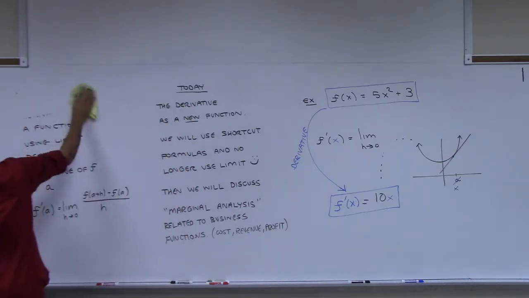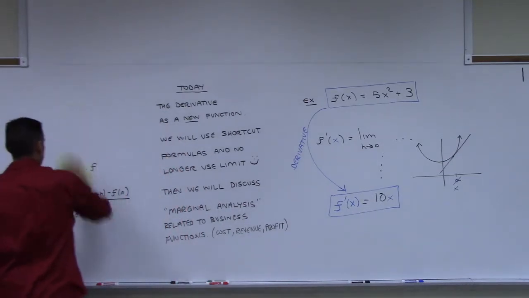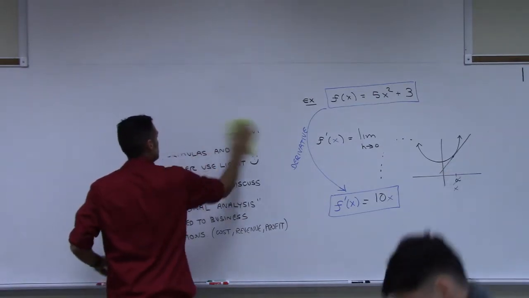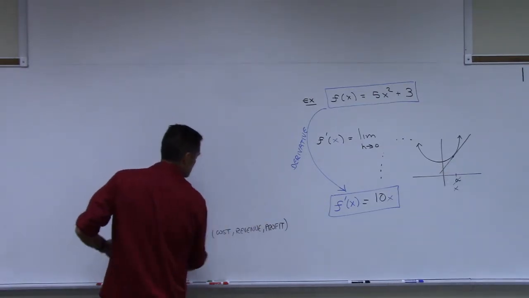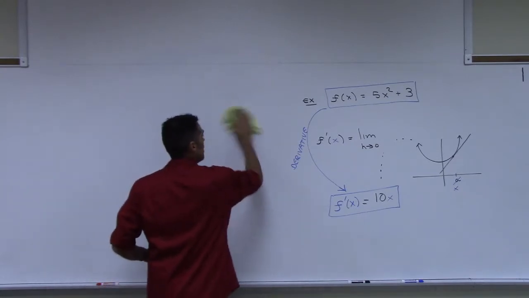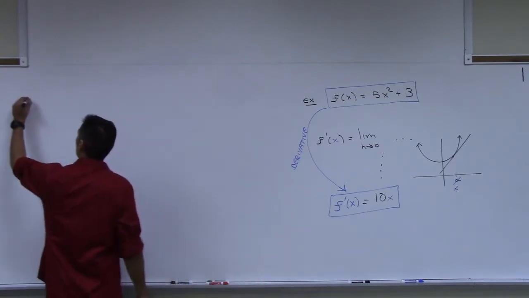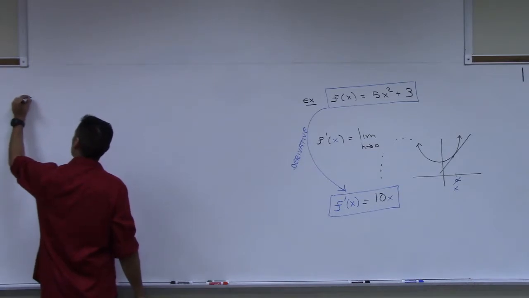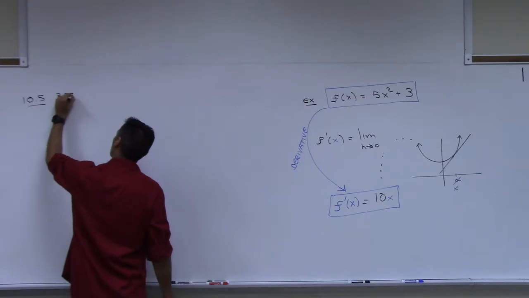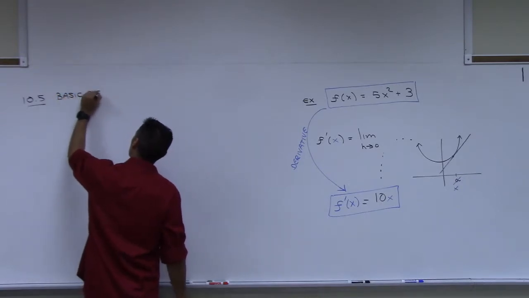Now, we are going to start section 10.5. And I think you're really going to be happy when you see this. I know some of you in here have already seen this, and you know how nice it is. So 10.5, or what we call our basic differentiation rules.